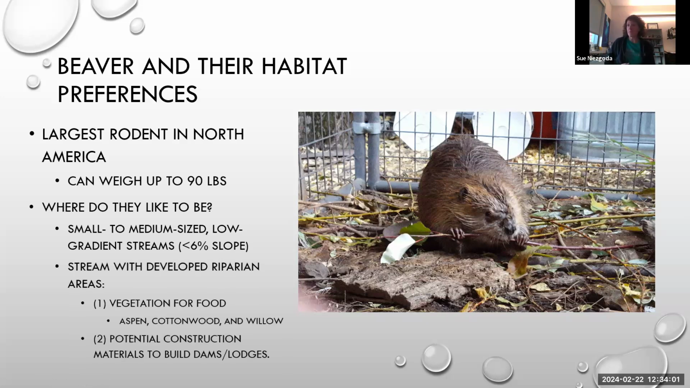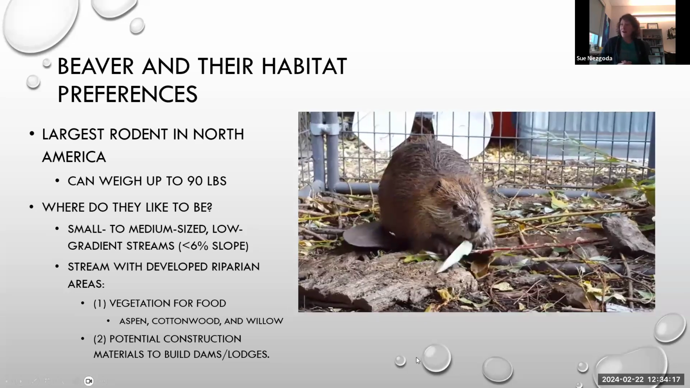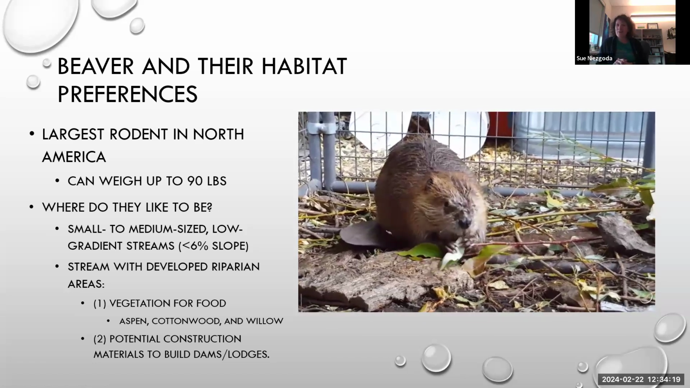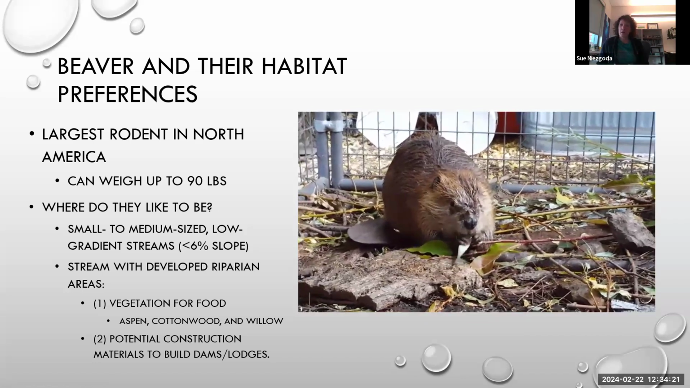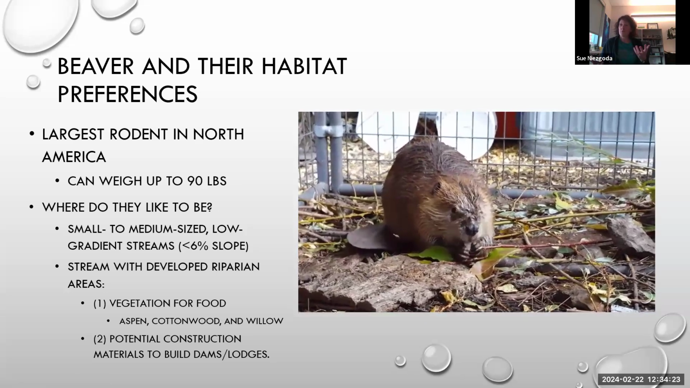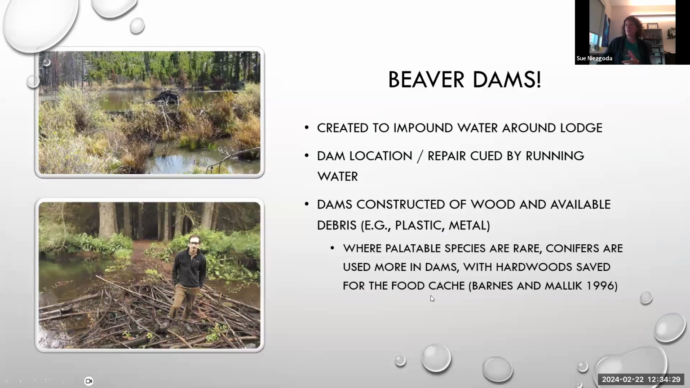They also very much need riparian areas that contain wood because they eat wood, right? That's their primary food source, particularly aspen, cottonwood, and willow. And this is a great video showing a beaver eating some wood in someone's backyard as he was being relocated. They also use the wood as construction material to build their dams and lodges.